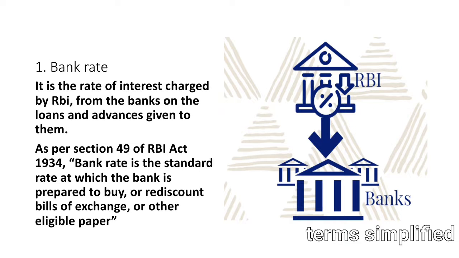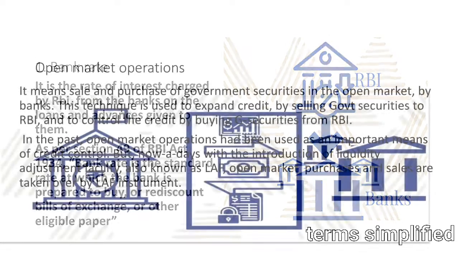First one, bank rate. It is the rate of interest charged by RBI from the banks on the loans and advances given to them. As per Section 49 of RBI Act 1934, bank rate is the standard rate at which the bank is prepared to buy or rediscount bills of exchange or other eligible paper.